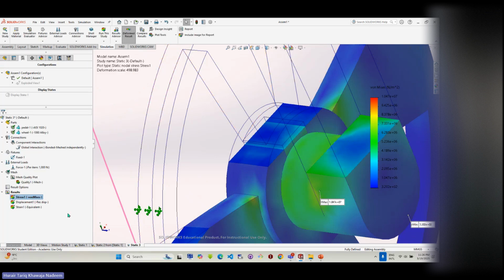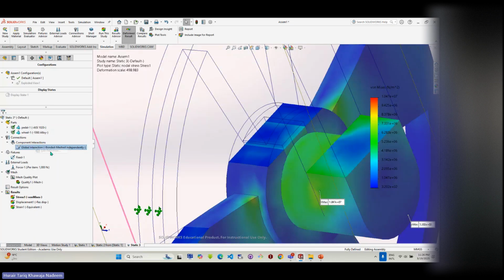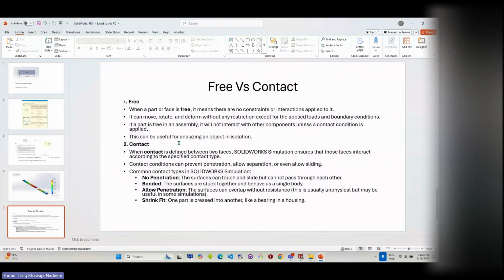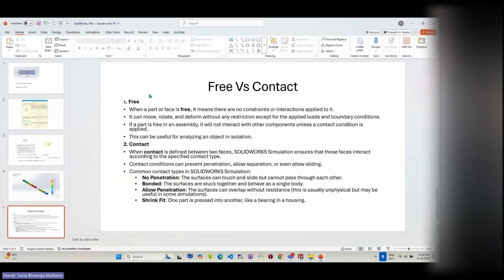Now let's do something different. I do not want this. The global interaction is bonded, and I do not want this added definition. Rather, I want it to have a contact. Now this is important, and we want to discuss it before we go further. There are three options over here: bonded, contact, free. Let's discuss these three things.